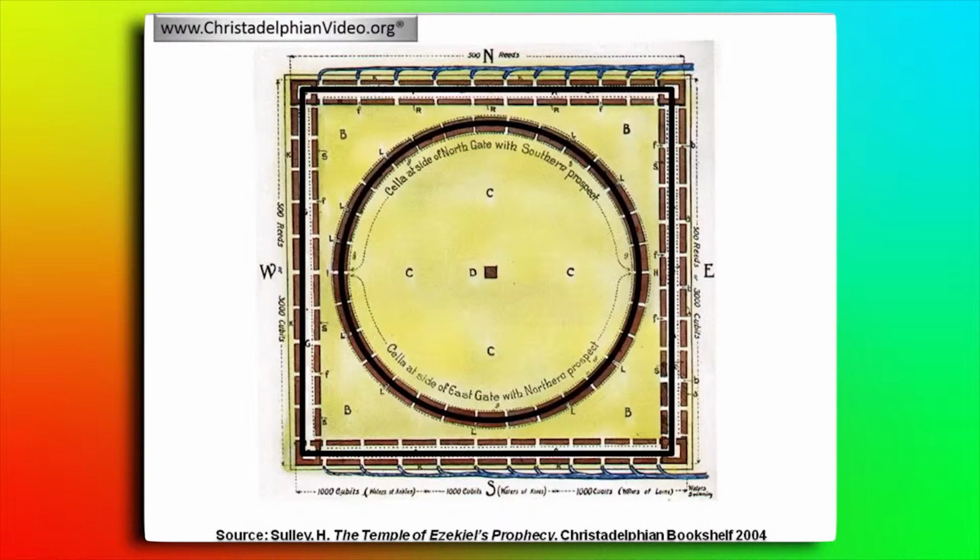However, this design seems to be at odds with the rectangular designs of the tabernacle and Solomon's temple. But in this video we will show that the overall design of a circle within a square can indeed be derived from the temple of Solomon, or more accurately, a feature within Solomon's temple, namely the Molten Sea.